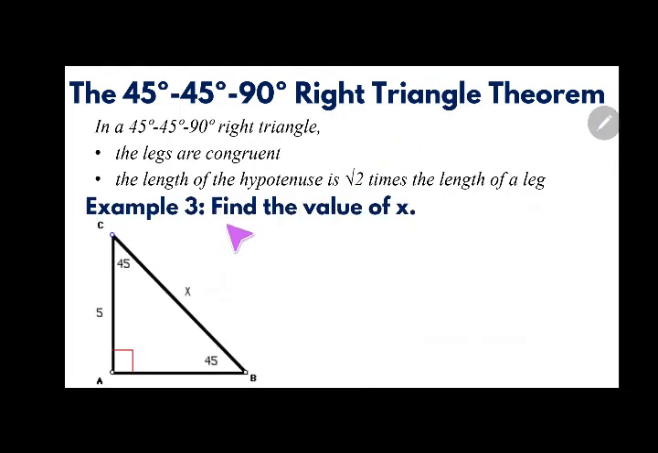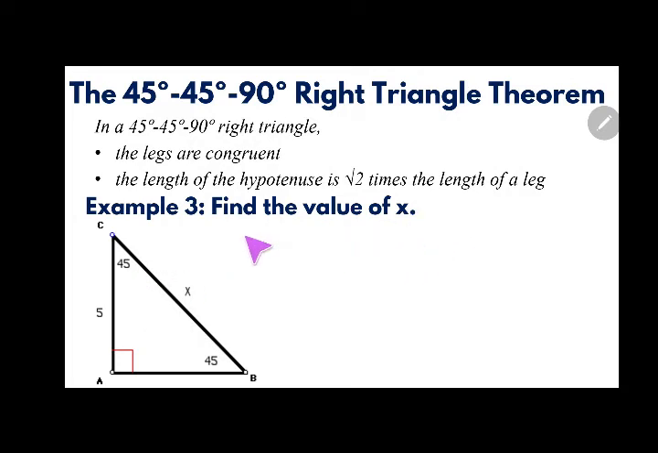So, para sa ikatlong example, kailangan natin kunin ang value ng X. So, ang X ay ang haba ng hypotenuse. So, gagamitin natin ang second part ng theorem. So, ang hypotenuse natin is side CB ay square root of 2 times the length of a leg.